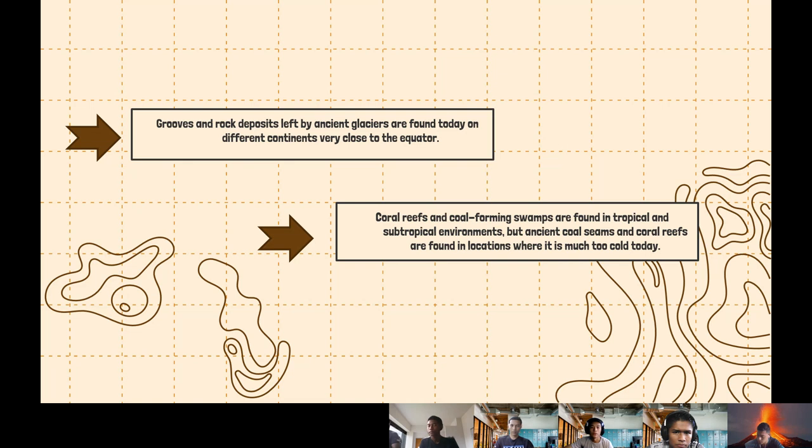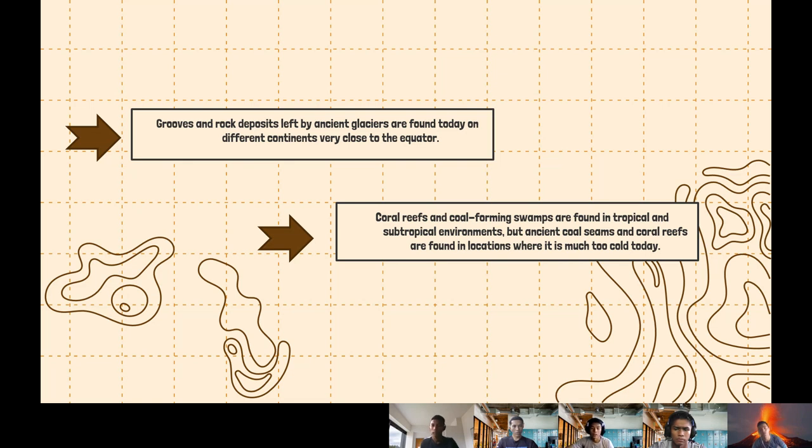For the fourth point, ground rock deposits left by ancient glaciers are found today on different continents very close to the equator. This would indicate that the glaciers either formed in the middle of the ocean and covered most of the Earth. Today, glaciers only form on land and nearer the poles. Wegener thought that the glaciers were centered over southern landmass close to the South Pole and the continents moved to their present position later on.